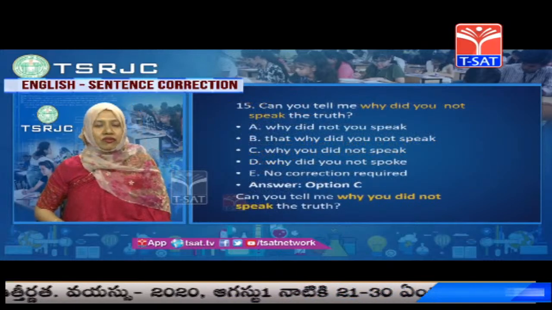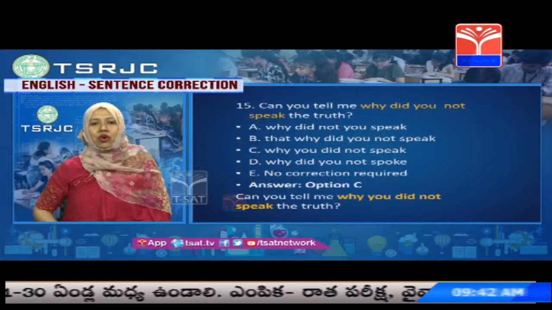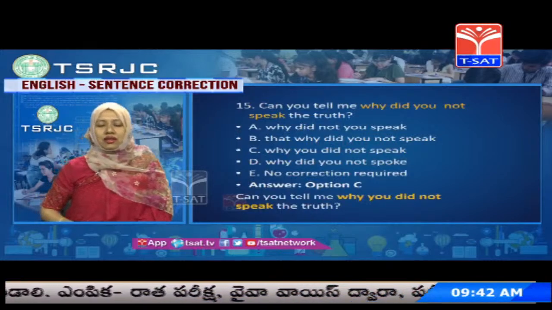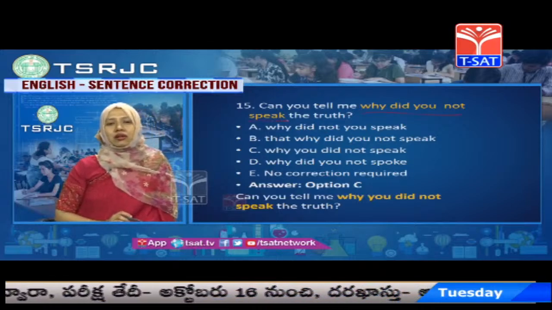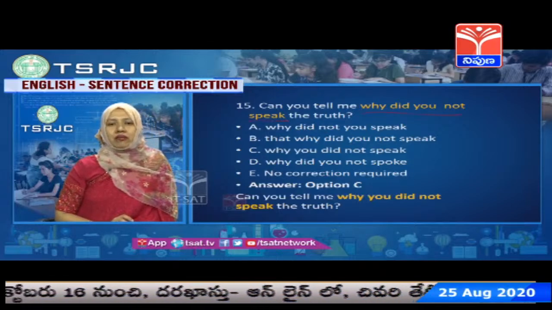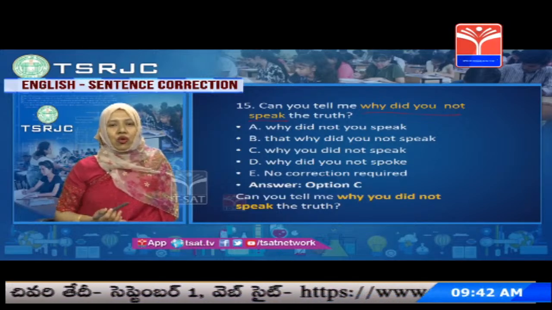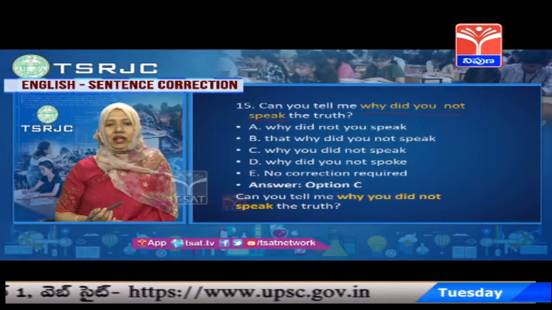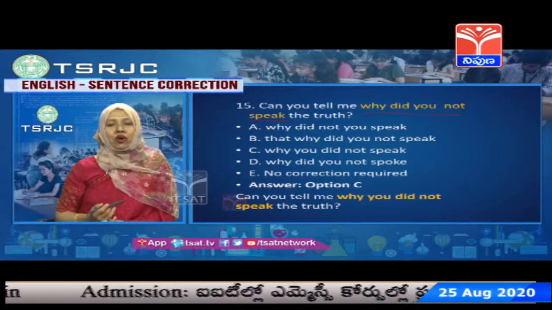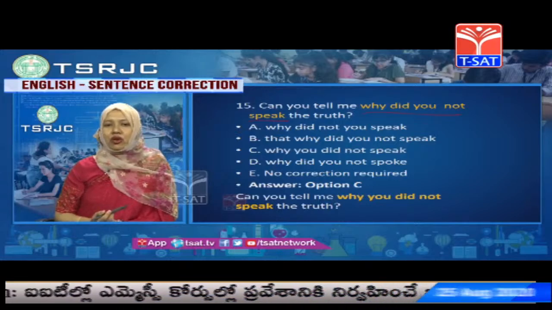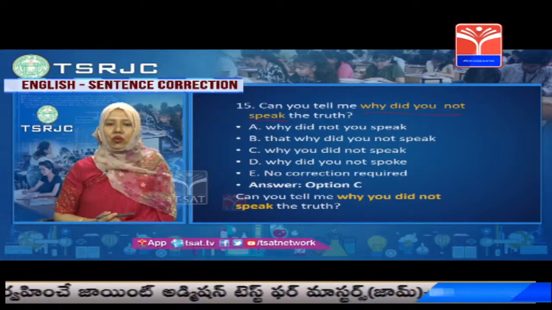Let us look at one more example. Can you tell me why did you not speak the truth? In this, there is a mistake in the highlighted part, why did you not speak. Options are given. Option A, why did not you speak? Option B, why did you not speak? Option C, why you did not speak? Option D, why did you not spoke? Option E, no correction required.